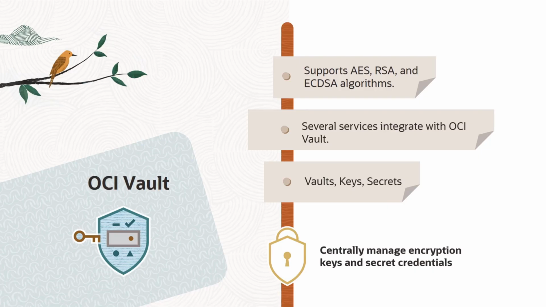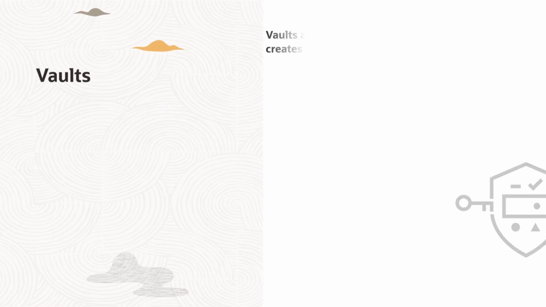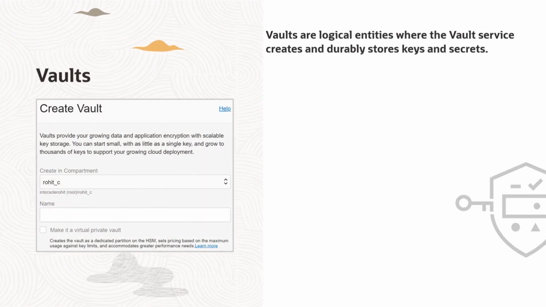You should use a service like OCI Vault, and then it helps improve the overall security posture in your organization. So let's look at each of these concepts in greater detail, starting with vaults. Vaults are nothing but logical entities where the vault service creates and durably stores keys and secrets.